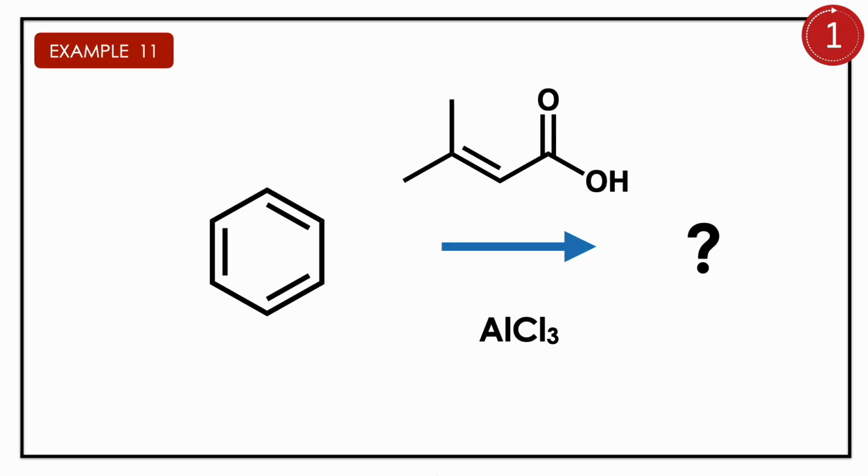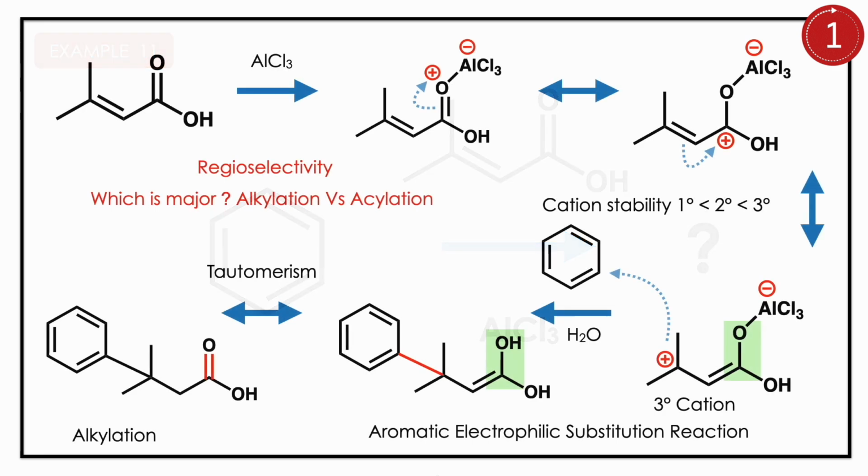Then the next example, you have benzene and a conjugated acid, which is an alpha, beta unsaturated acid. You are reacting with aluminum chloride. You should find what will be the final product. Here the question may arise, alkylation or acylation will form because you are using the acid chloride. Acid chloride can encourage alkylation or acylation.